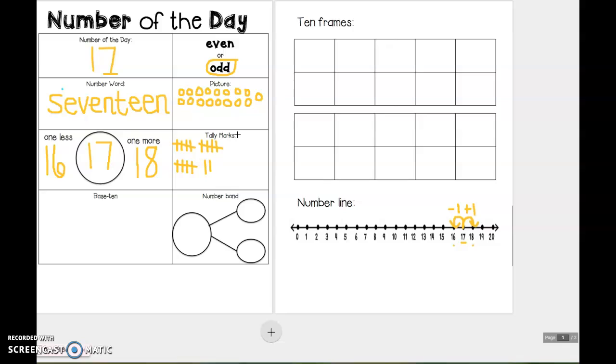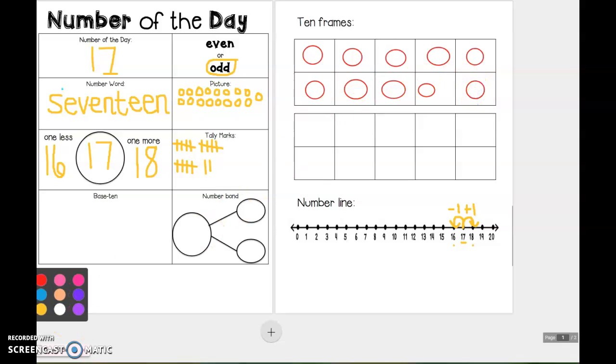Stop and think before I start. How many 10s are in 17? Let's fill it in and let's see if you're right. 1, 2, 3, 4, 5, 6, 7, 8, 9, 10. So there's one 10 frame full. 11, 12, 13, 14, 15, 16, 17.